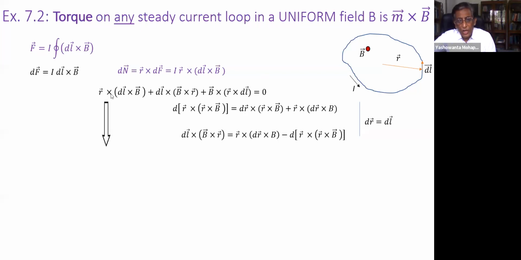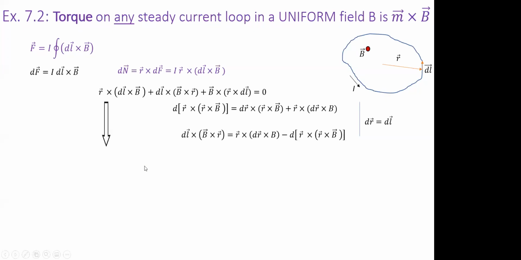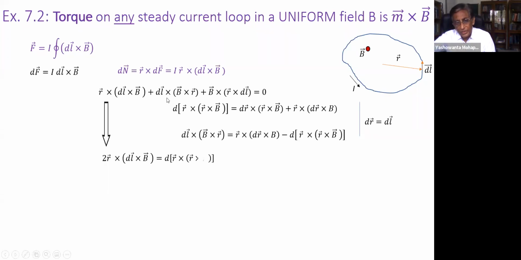Okay, so now r cross dr. By using this trick, this is pure algebra, I can write this as 2 r cross dl cross B, d of this whole thing, r cross B minus B r cross dl. All right, so now I can plug this into my dN. This is d of r cross B minus this.